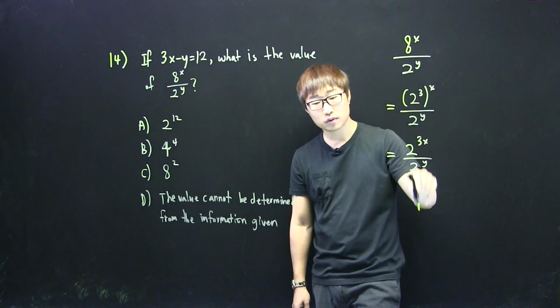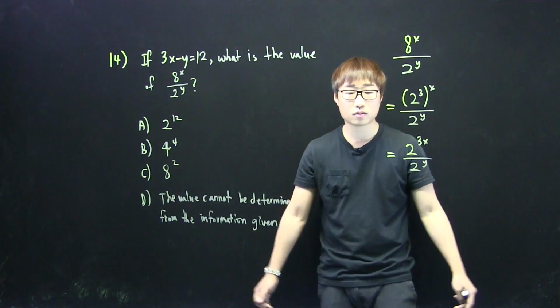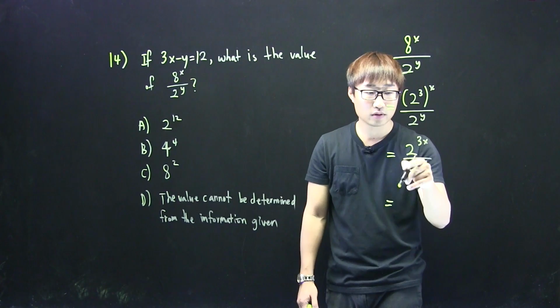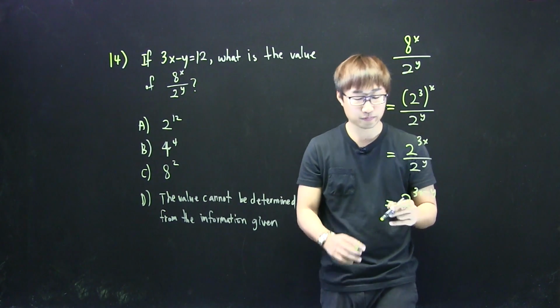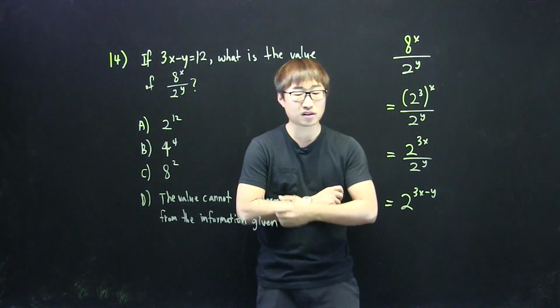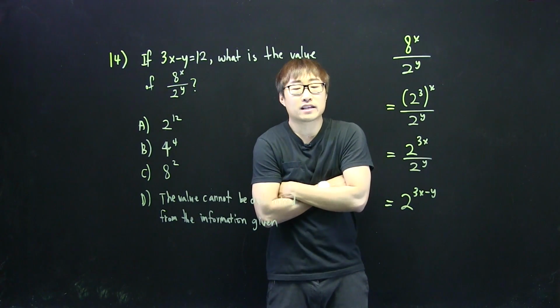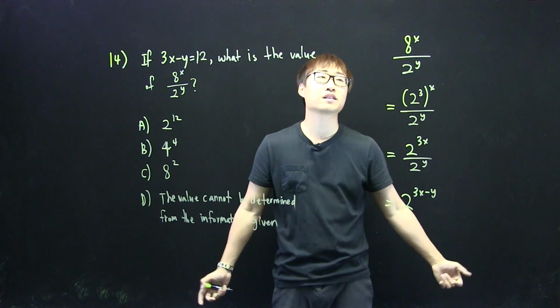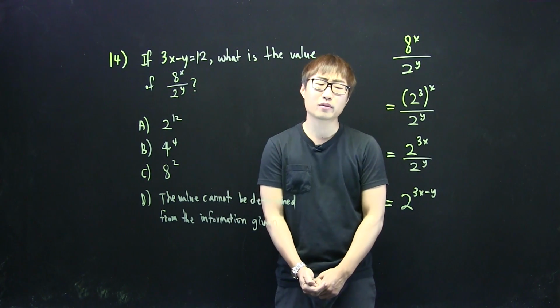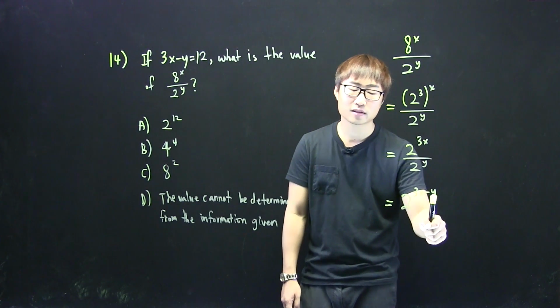What do I do with the exponents when I have the same coefficient? That's right, we subtract them, right? So now this becomes 2 to the 3x minus y. All right, so far so good. That's all I can really do. That's literally everything I can do with this. Now I'm stuck again. Wait, am I really? Take a look, 3x minus y.